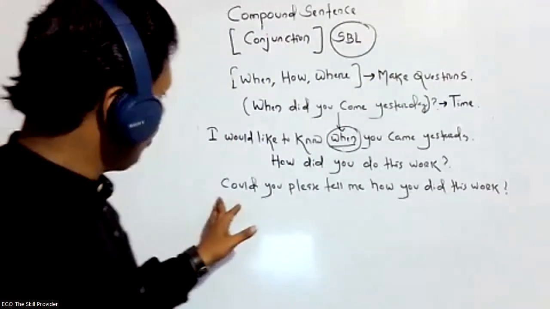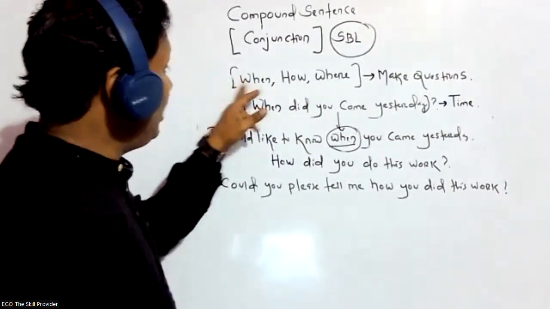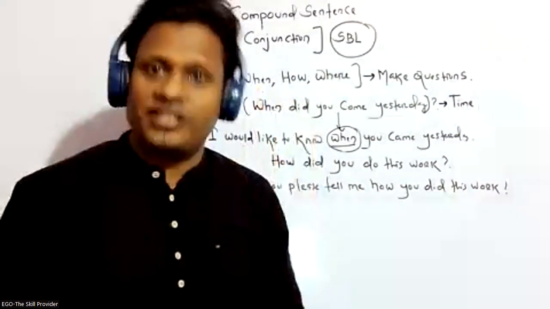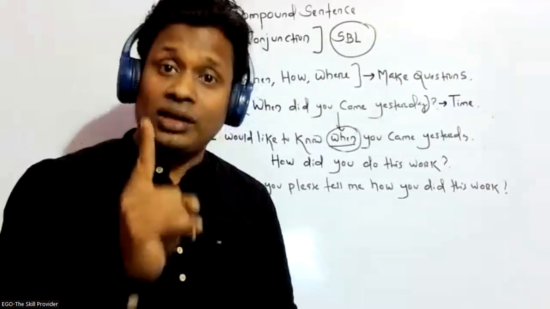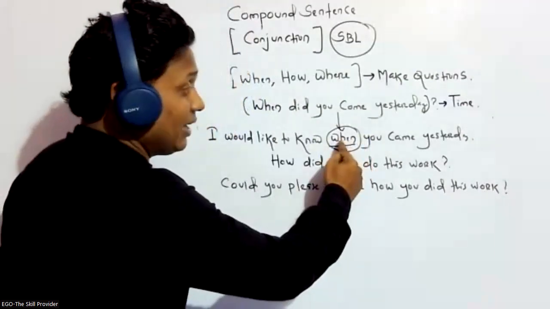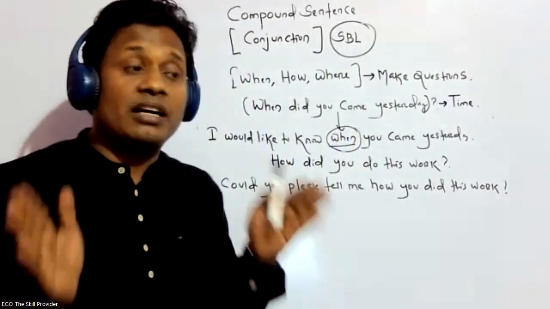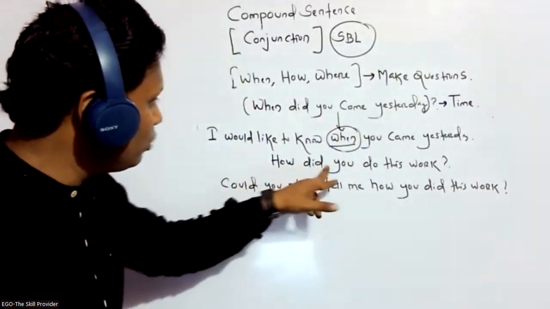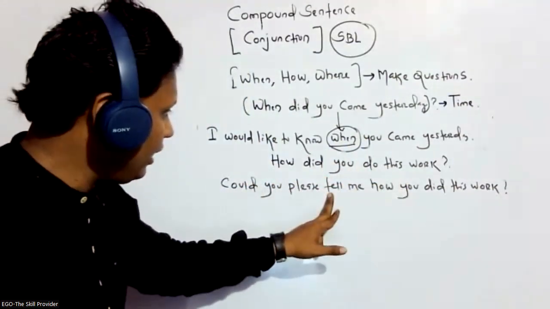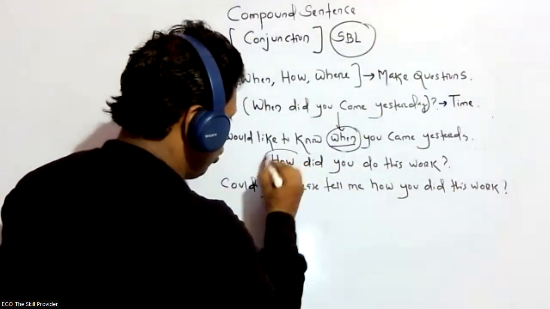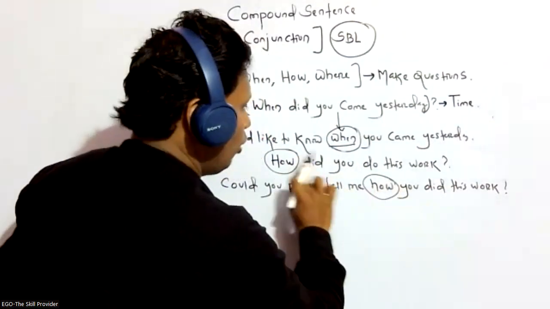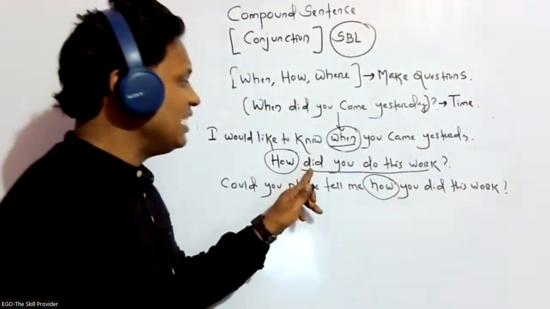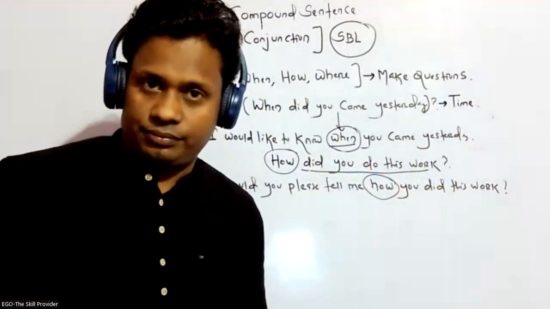Okay. So right now, what I exactly understand is that WH words can be used as conjunctions in a sentence. But when the WH word is used in the second sentence, it becomes a positive sentence. There will not be a question mark. Check it out. How did you do this work? Would you please tell me how you did this work? Then this "how" becomes a conjunction here. You did this work, like that.